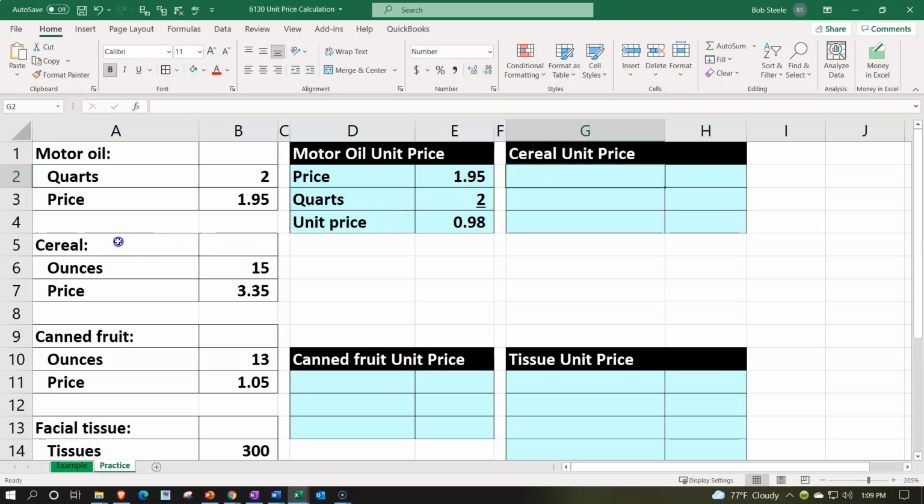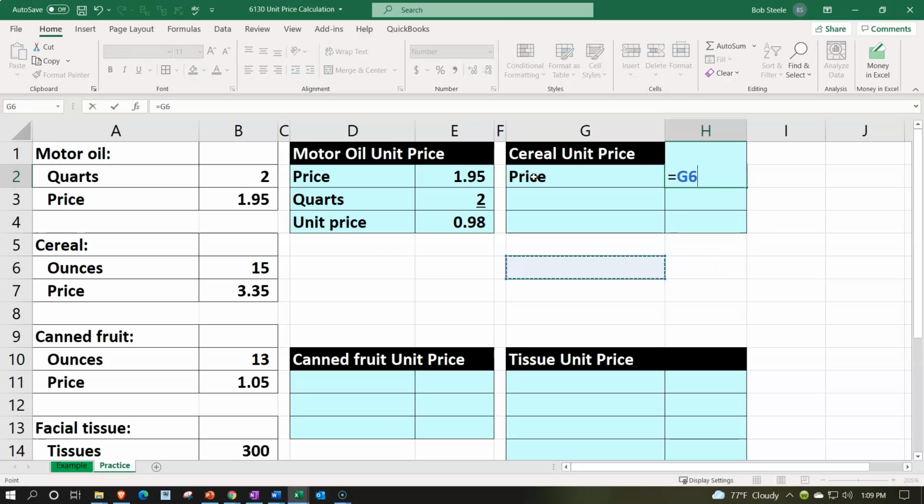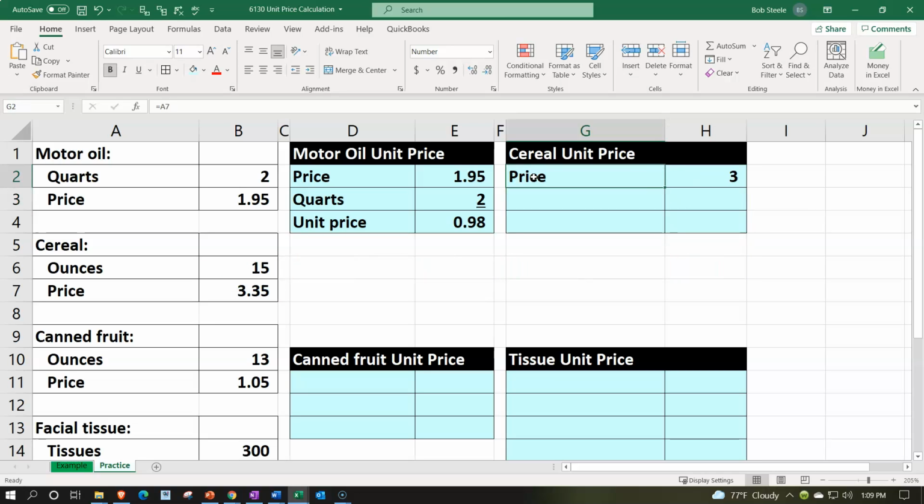So let's take a look at the cereal now. We'll take a look at the cereal here. So that's going to be in ounces. So of course we could say, all right, let's break that then down to the ounces, or the unit price per ounce. So we're going to say, all right, the price here, say that equals the price is going to be 3.35. And then we'll go back up top and we'll say number group, adding a couple decimals.